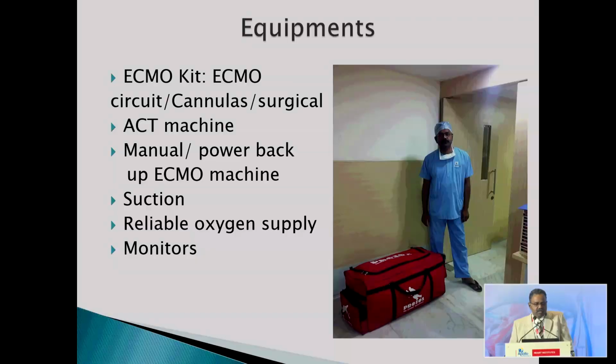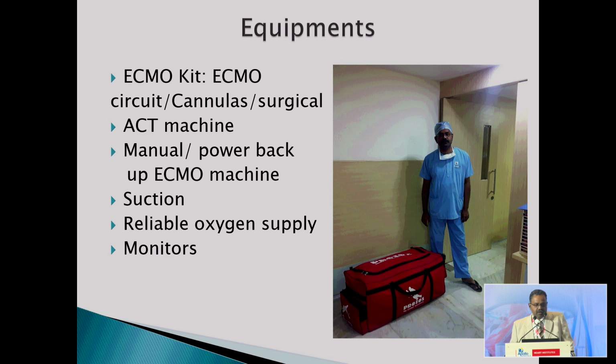So this is the ECMO kit that you are seeing. That ECMO kit contains pretty much everything. Our perfusionist, Mr. Emmanuel, organized these things. It contains the ECMO circuit, cannulas, and sometimes surgical equipment also, like instruments and other things, in case you need an open technique, including peripheral or central. Those things will all be there. Also the ACT machine for long distance travel.